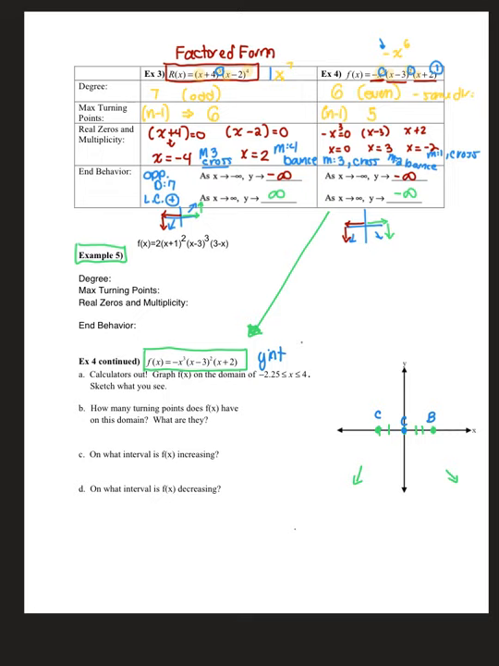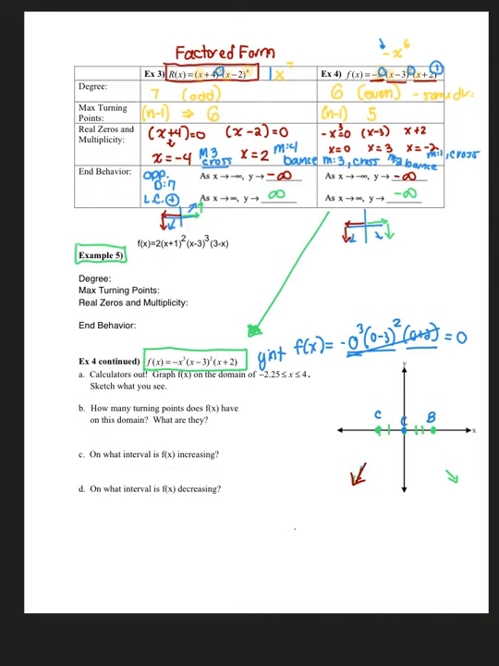Remember, to find a y-intercept, all you're doing is plugging in 0 for x. So negative 0 cubed times 0 minus 3 squared times 0 plus 2. Well, regardless of what I get here and here, as soon as I multiply by 0, this entire y-intercept becomes 0 as well.